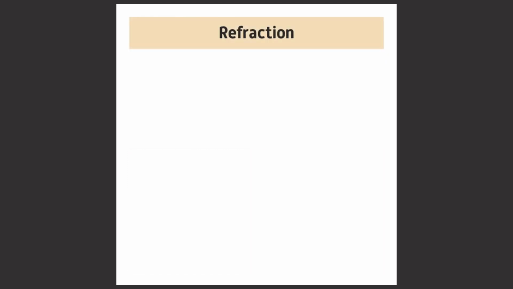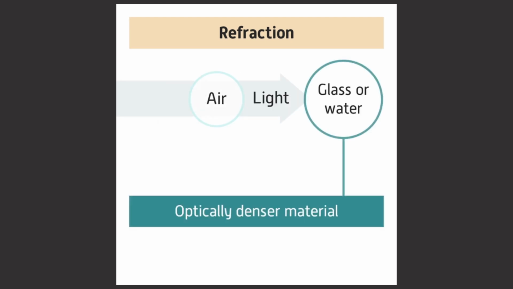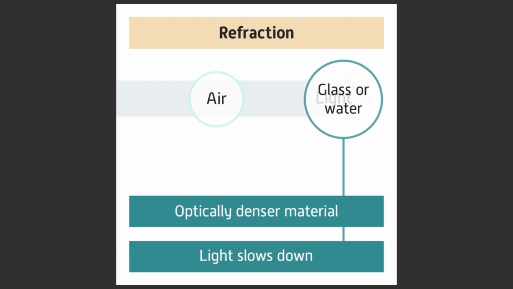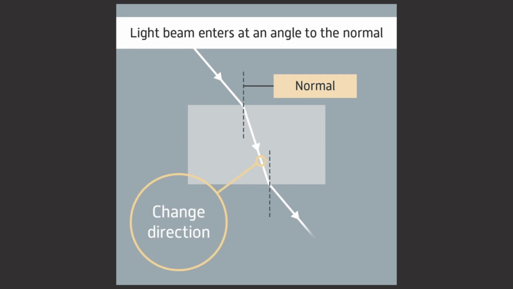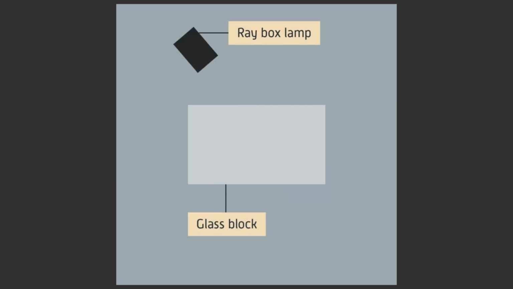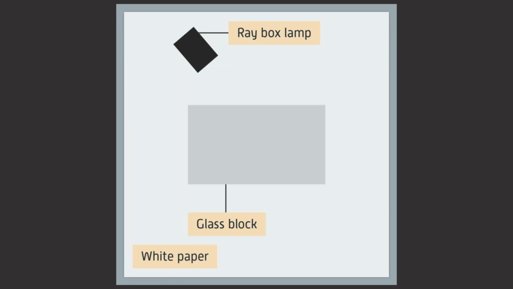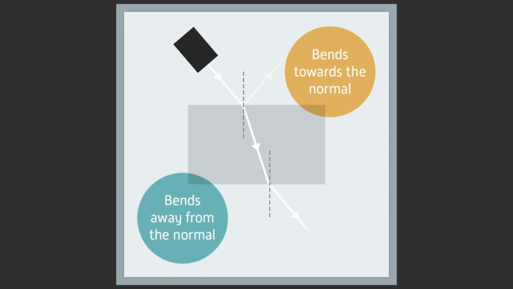Next, let's look at refraction. When light goes from air to an optically denser material such as glass or water, the light will slow down. If the light beam enters at an angle to the normal, it will also change direction. To investigate this, you need a ray box lamp and a glass block. Place the equipment on a sheet of white paper. Direct a light beam from the lamp to the glass block at an angle. Notice that the ray will bend towards the normal when it enters the glass block, and then bend away from the normal when it leaves the block.